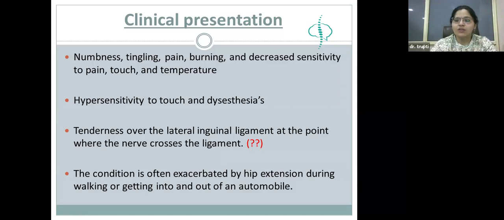So those are the points where, if you are touching, or doing a Tinel sign, the patient will complain of the symptoms. So this can also be used as a diagnosis of the condition.